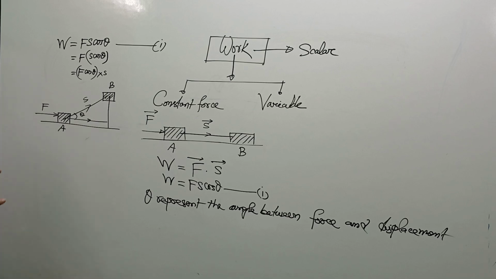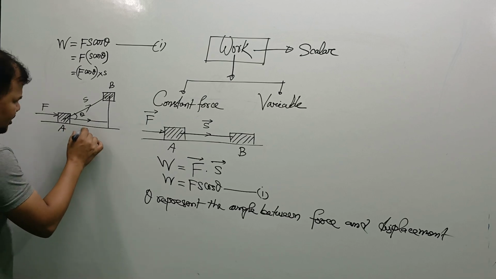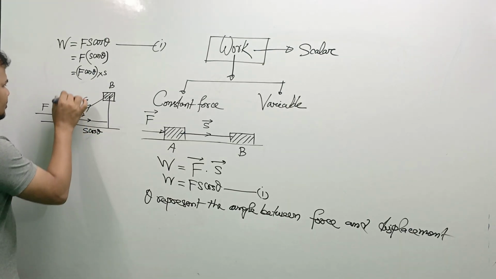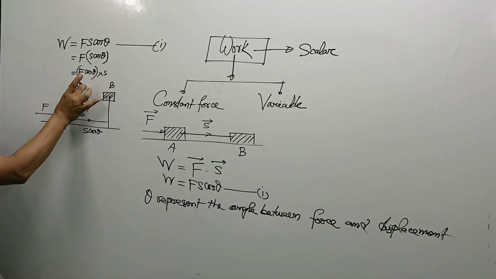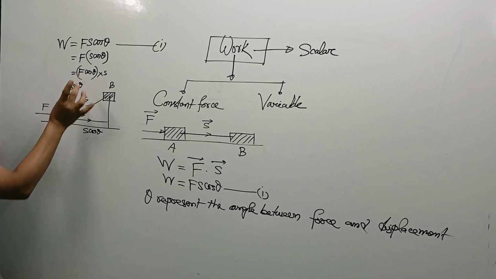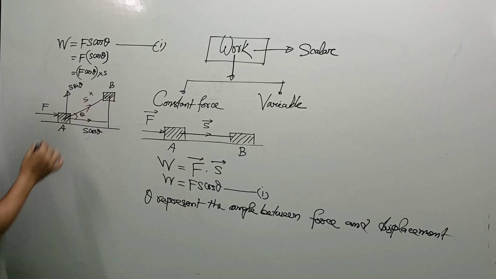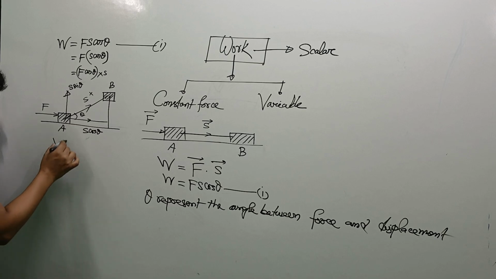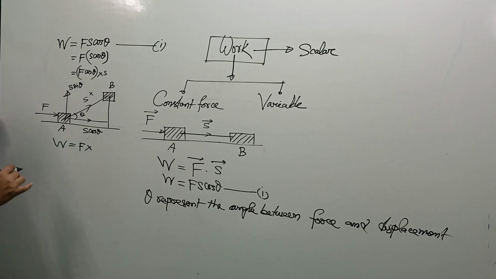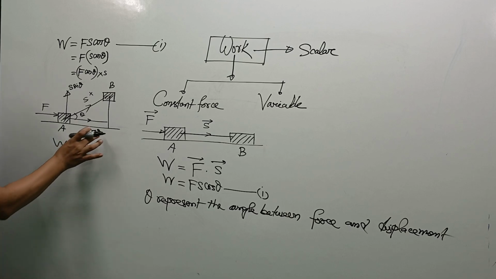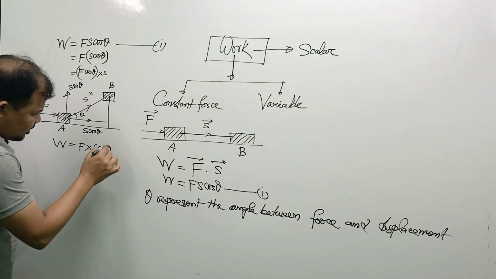So displacement can be divided into two components. One is S cos theta, another is S sin theta. These are the two components of displacement. As displacement is divided into two parts, if we measure the work W, at first we take the force and we always take the displacement along the direction of the applied force.